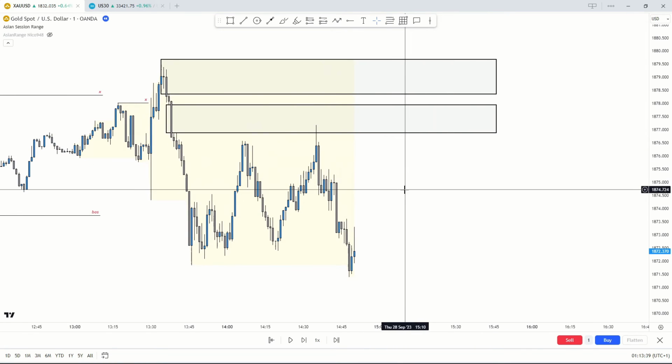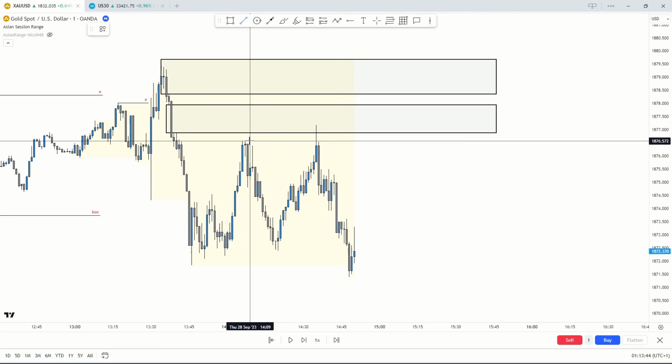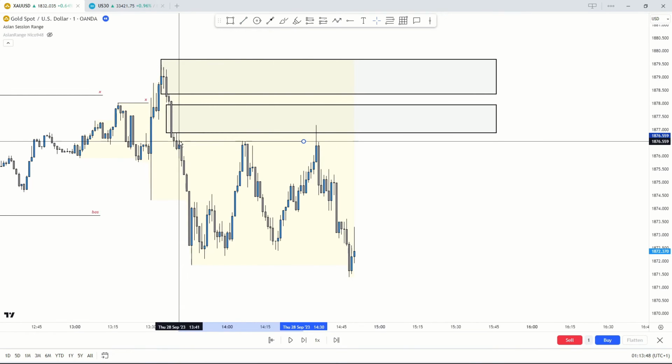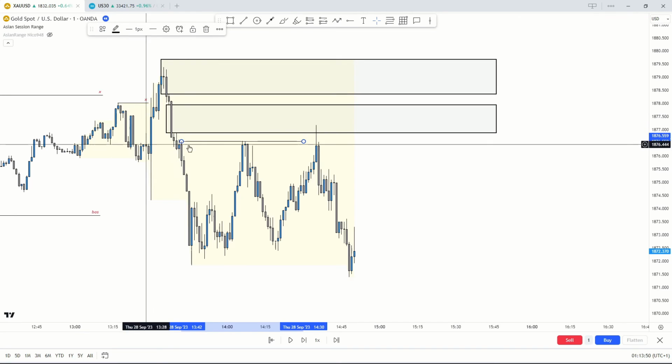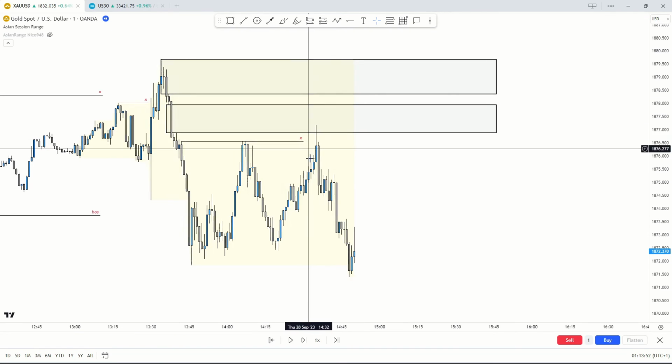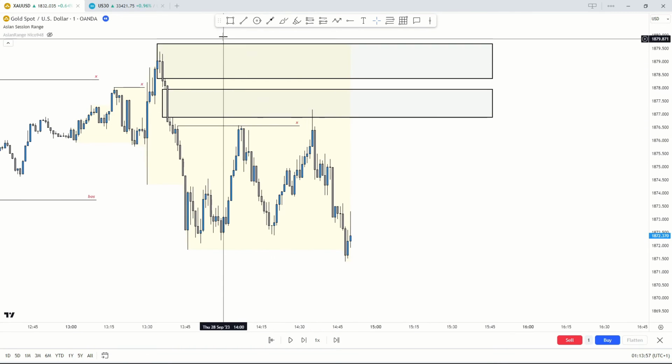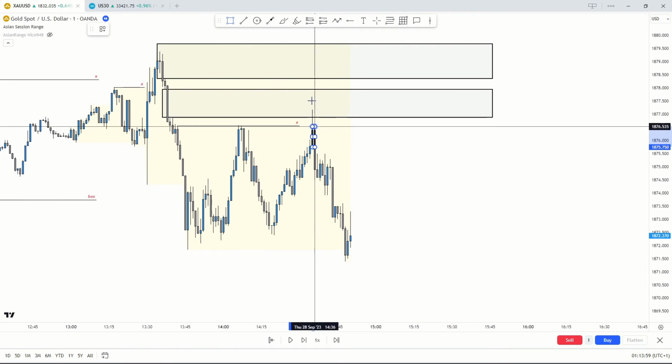Here is where I'm certain that we've seen the entry model play out. Why? Because what do we have here? We have these relative equal highs and we have this level of supply down here that is taken out by which move? By this move. And where does this move tap into? It taps into the fair value gap. And after this move happens, what are we left with? We're left with the supply zone.